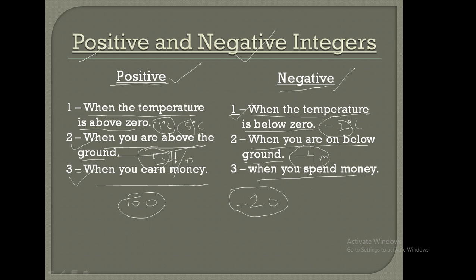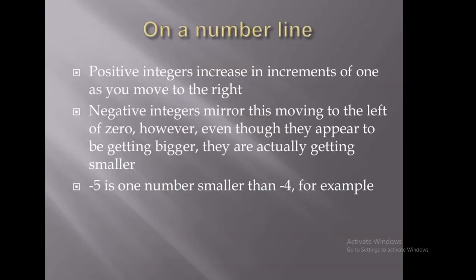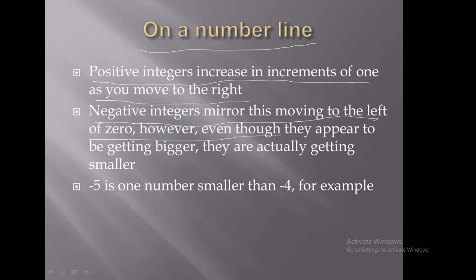Example of negative integer. Now we will move to the next slide. This is how we will represent integers on a number line. Here, first point, positive integers increase in increments of 1 as you move to the right. Now, the second point, negative integers mirror this, moving to the left of 0. However, even though they appear to be getting bigger, they are actually getting smaller. And the last one is, minus 5 is one number smaller than minus 4.